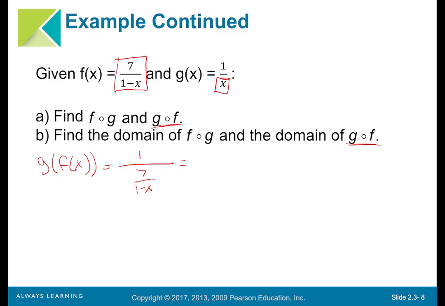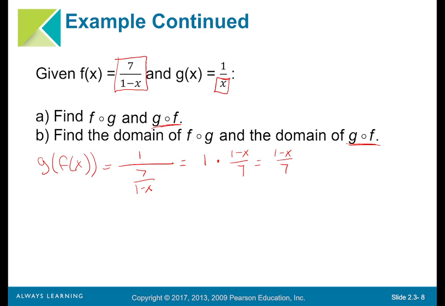Okay, so now we got to simplify this. Again, we have a fraction inside of a fraction. So instead of dividing by a fraction, we multiply by the reciprocal. So I have 1 times 1 minus X over 7. So I flip that bottom one, which of course is just 1 minus X over 7.